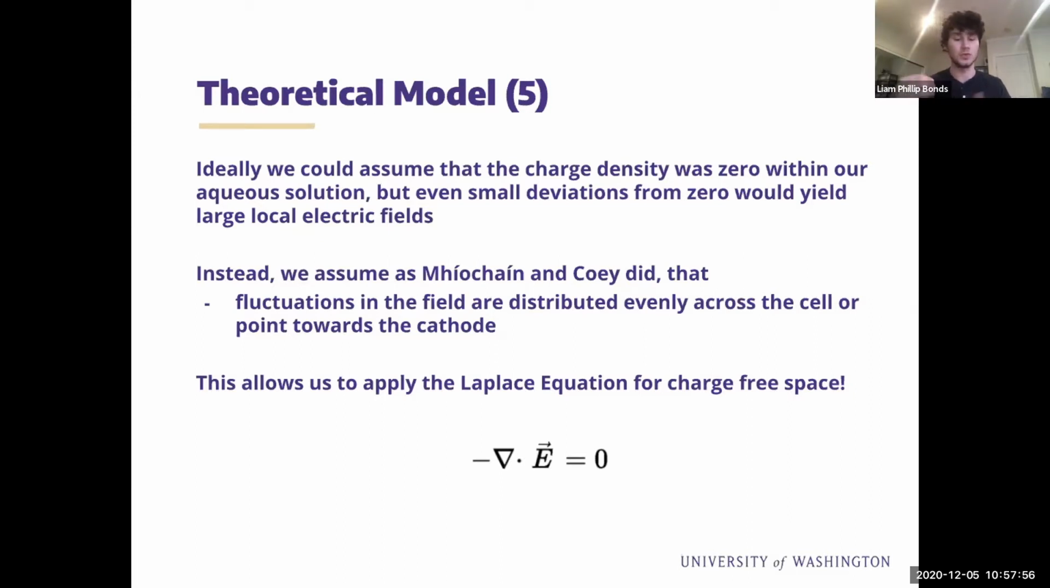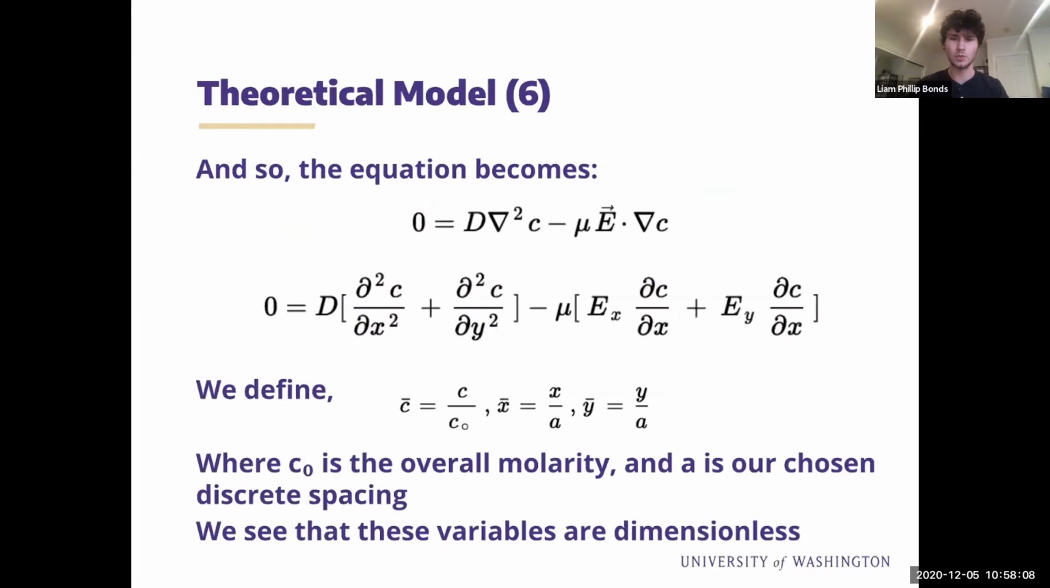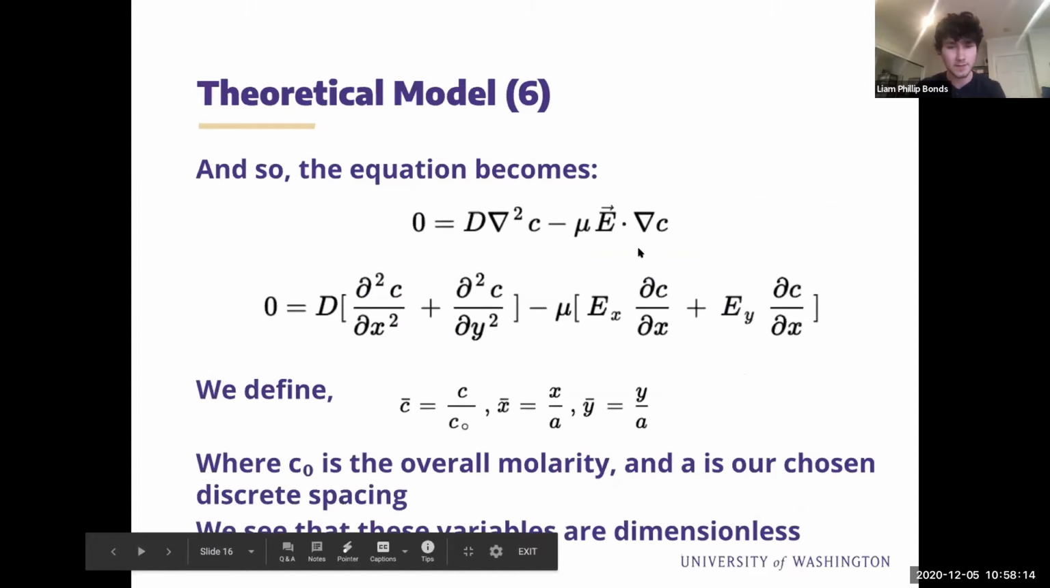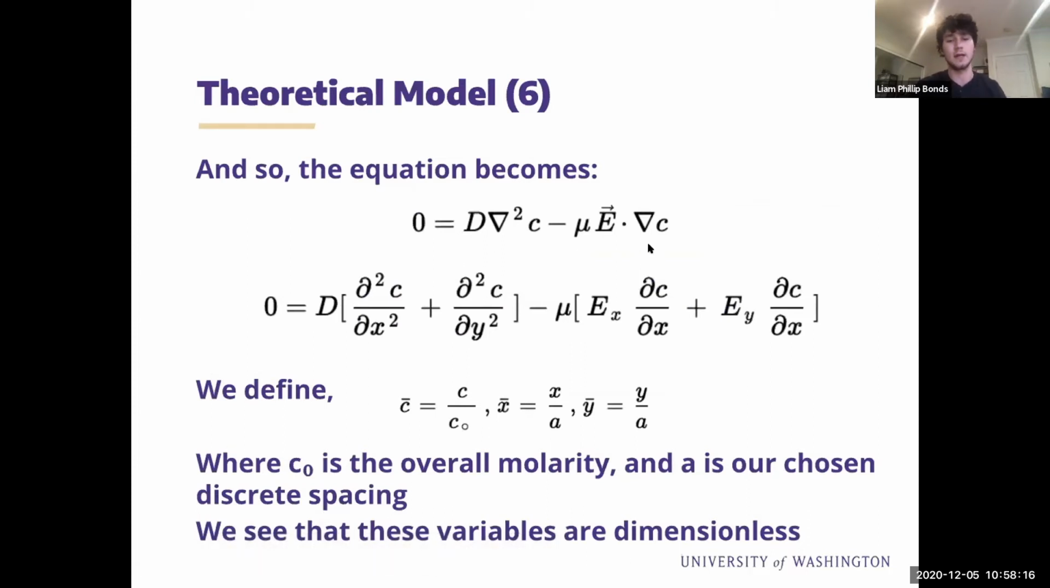And so doing that, we can call local field changes external field changes. This allows us to apply Laplace for charge-free space, and that simplifies this last term here to be 0. And so then we get this differential equation, which in continuous terms is this. And so we follow McCain and Coe.